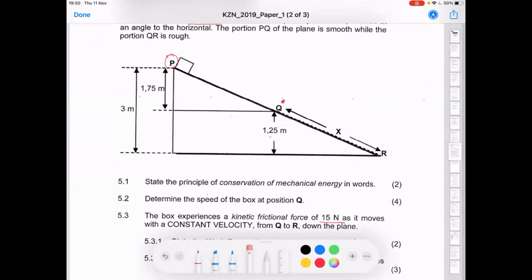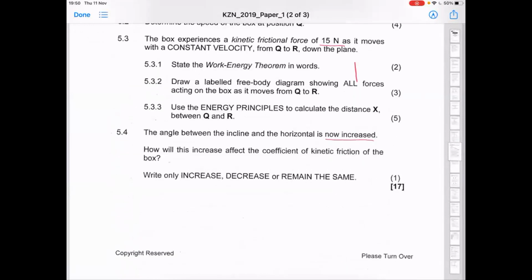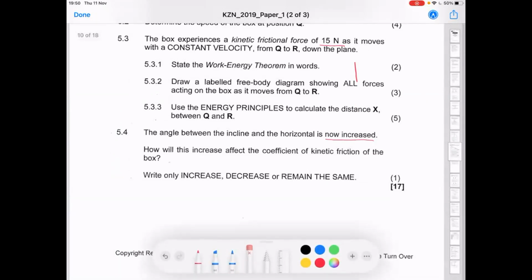Okay, it just depends on what the surface is. So increase, no. Decrease, no. Remain the same, yes. So the correct answer is remain the same. The coefficient of kinetic friction does not depend on the incline. Okay, so that's question 5.